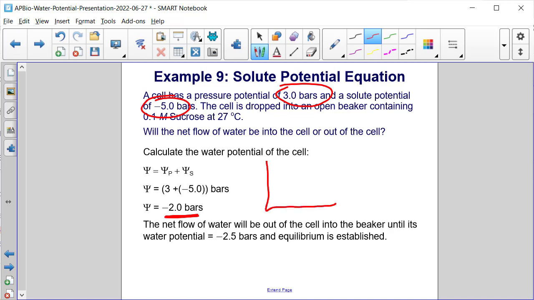So if this is my beaker, this is my cell. Outside the cell, I have a water potential of minus 2.5, and inside I have a potential of minus 2.0. The net flow of water will be out of the cell into the beaker until its water potential is equal to minus 2.5 bars and equilibrium is established.